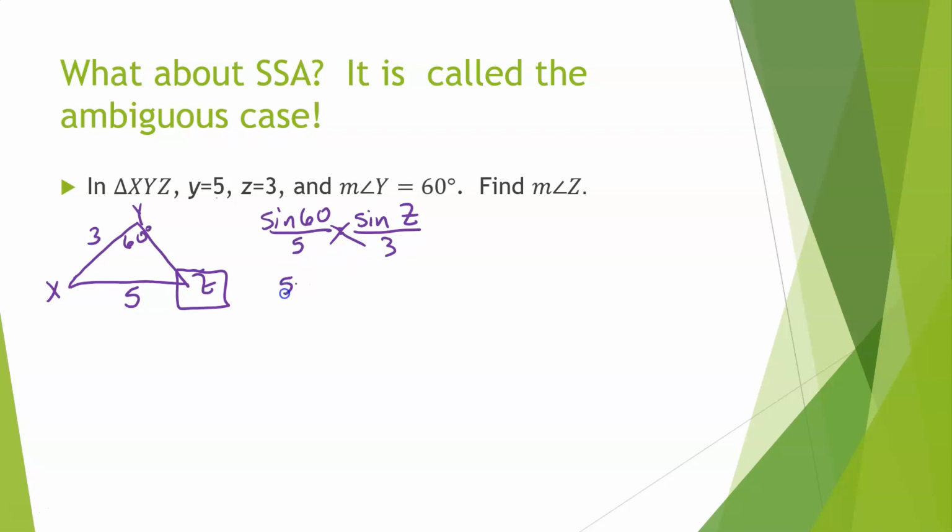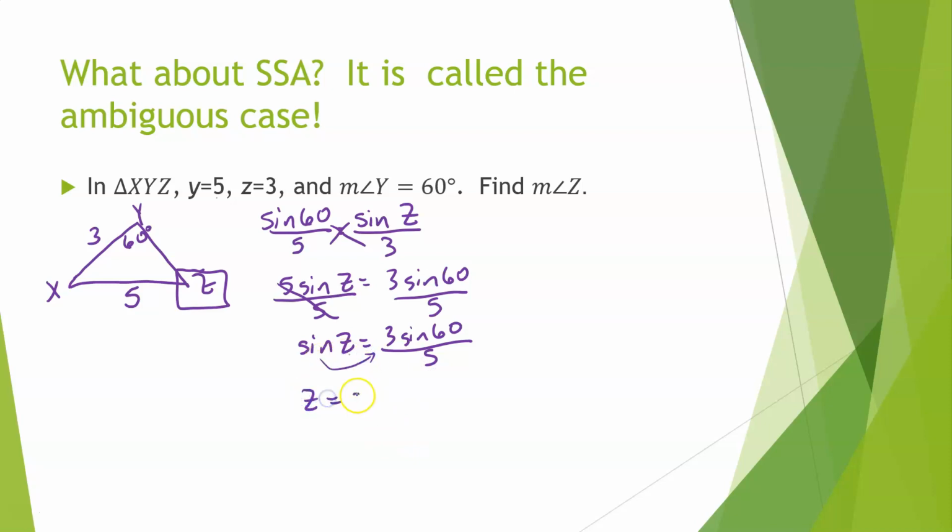I cross multiply: 5 sine Z equals 3 sine 60. I divide by 5, and I get sine Z equals 3 sine 60 over 5. And last but not least, to get the Z by itself, I need to move this sine over. So I take the sine inverse of that whole big ugly fraction. And again, I told you I'd show you on the calculator. I'll do that in just a minute here.